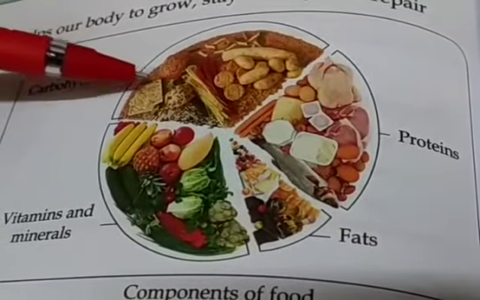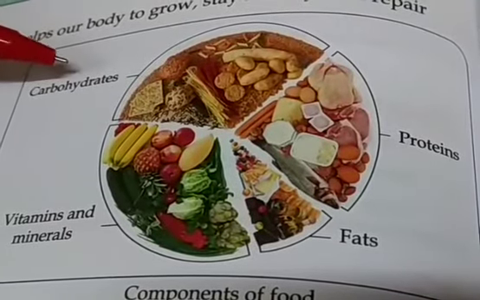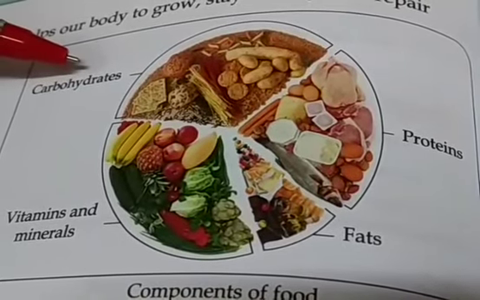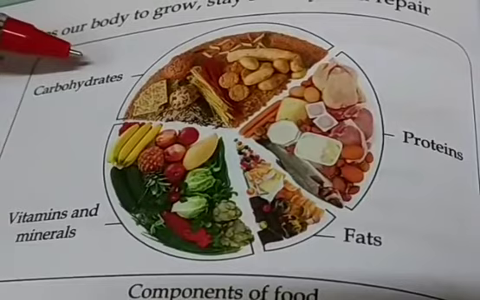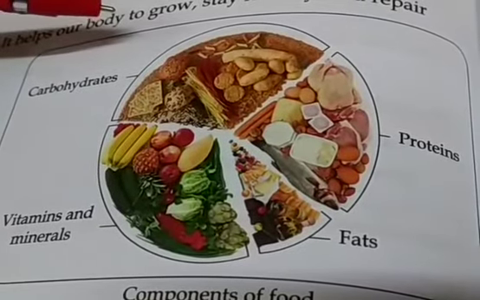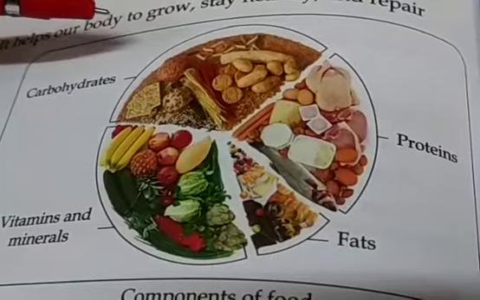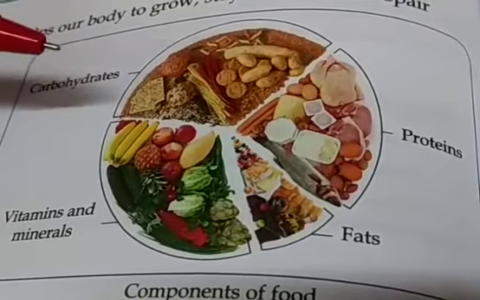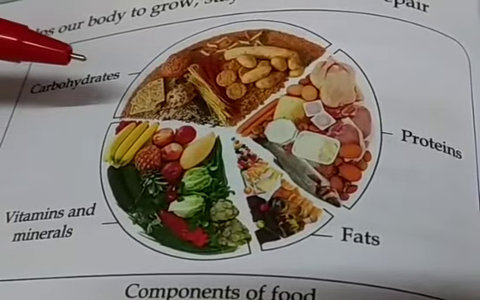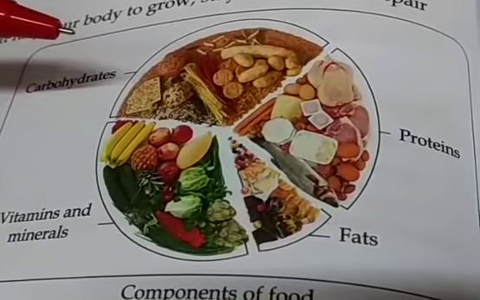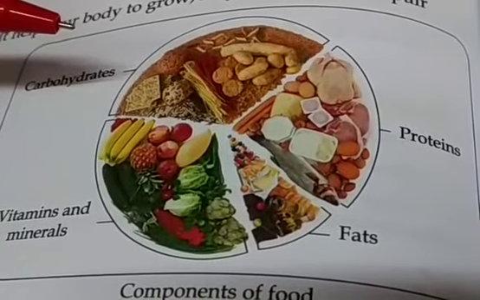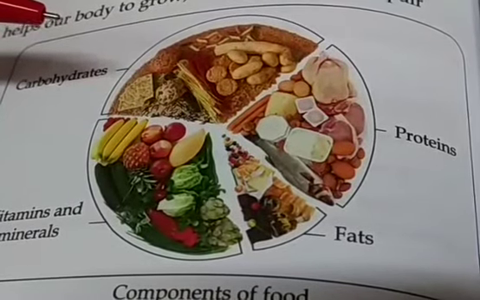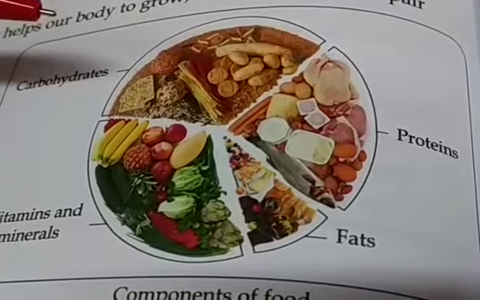Now the food should contain carbohydrate. Why? Because carbohydrate is an energy giving food. It gives instant energy. Food items which are rich in carbohydrate are whole grain cereals. Cereals means such as rice, wheat and corn. And some vegetables like potato and beetroot are also very rich in carbohydrate. And fruits such as banana, grapes and mango also contain carbohydrates. They give us energy instantly.